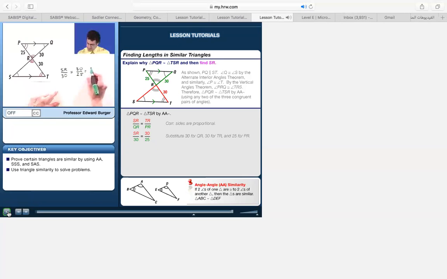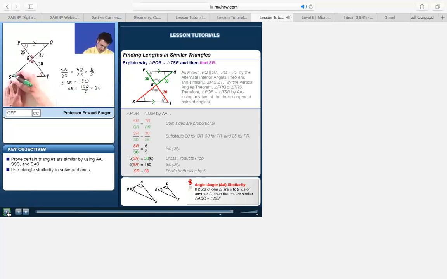Get rid of a factor of 5 here, and I can write this as 6 over 5. Okay, so now I can use the cross product idea, and I see that 5 times SR is equal to 6 times 30, which is 180. And so when I divide, I see that SR equals 180 divided by 5, which is 36. And so I see that this length, SR, is 36. We were able to find that by first realizing that these triangles in the picture are similar.